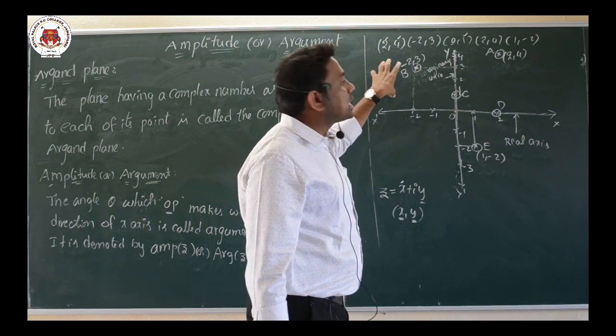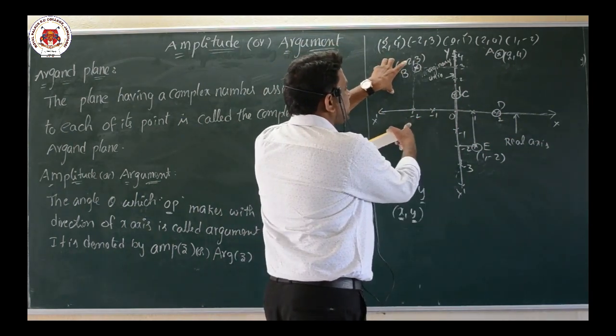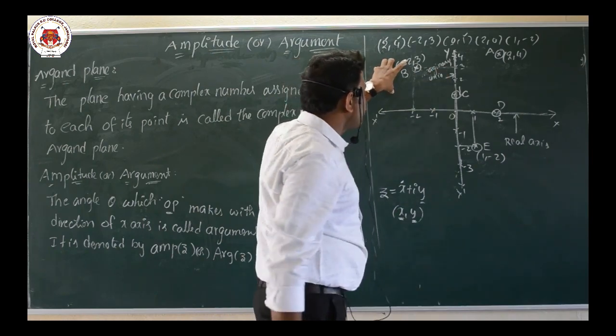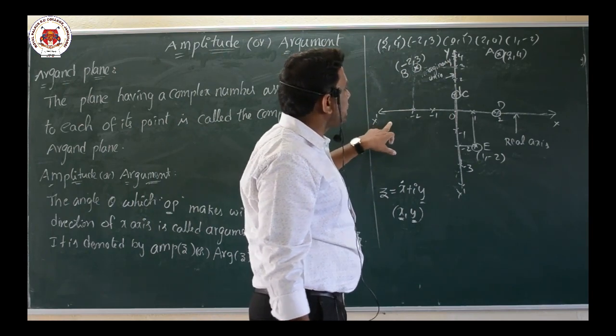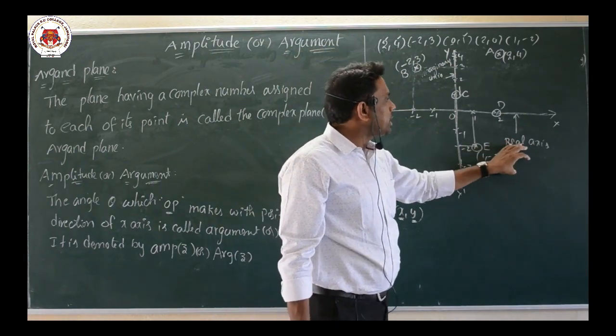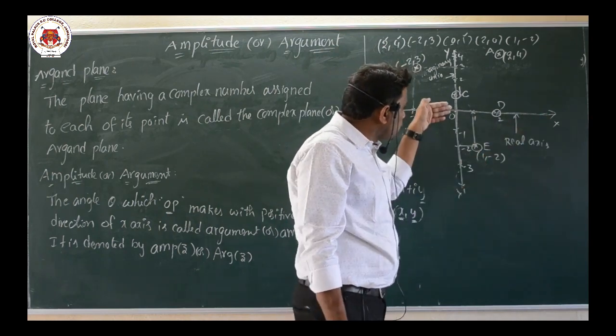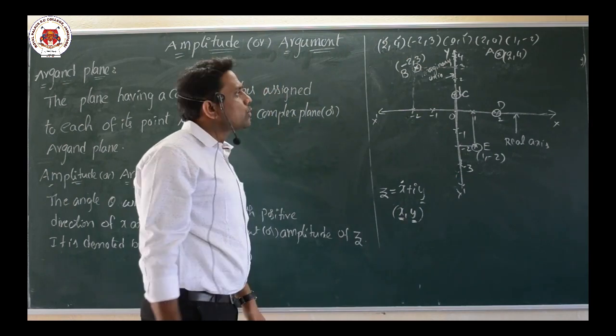And this is called the second quadrant. In this second quadrant, the x values are negative, but the y values are positive. This is the third quadrant. In this third quadrant, x values are negative and y values are also negative. And this is the fourth quadrant. In this fourth quadrant, x is positive, but y is negative. So here 4 quadrants are there.